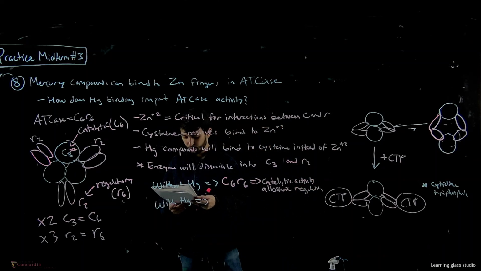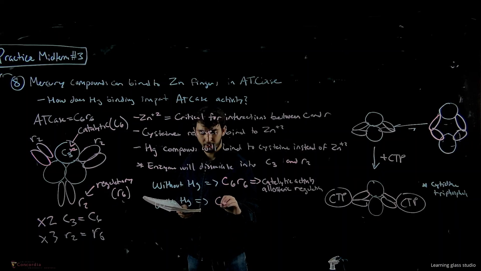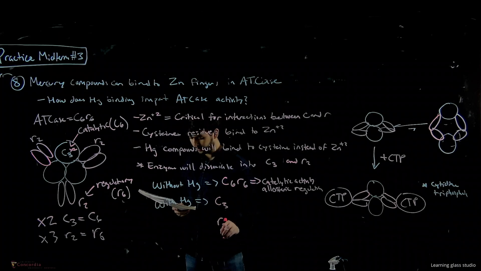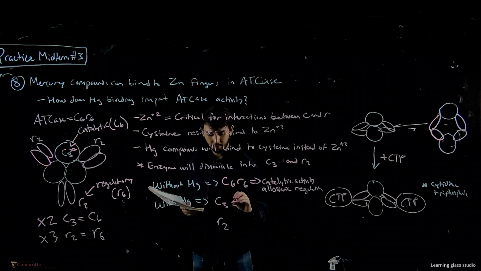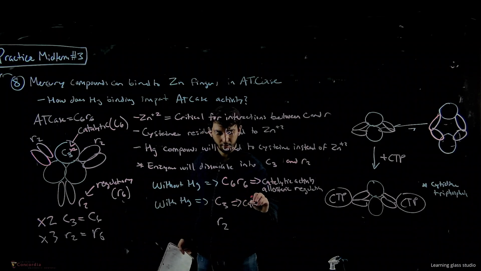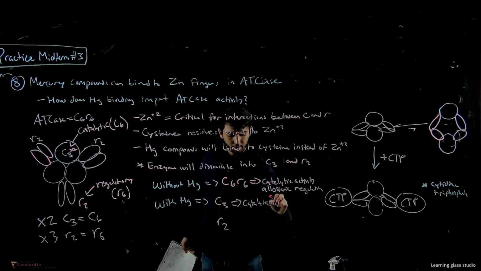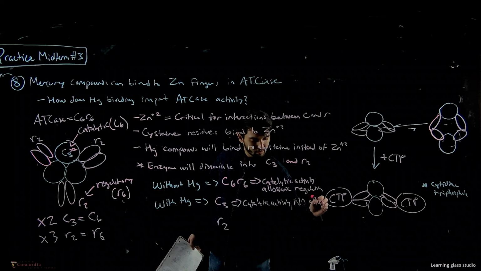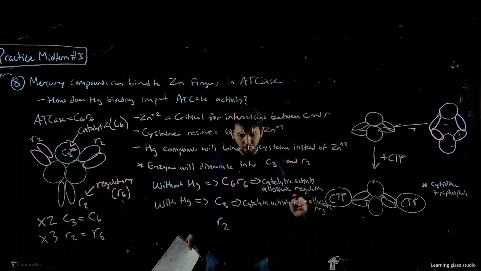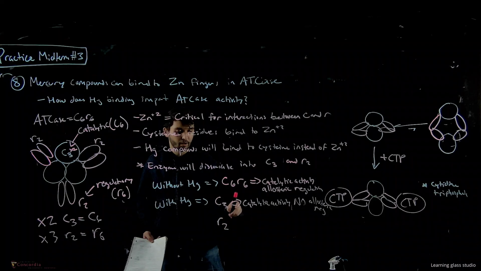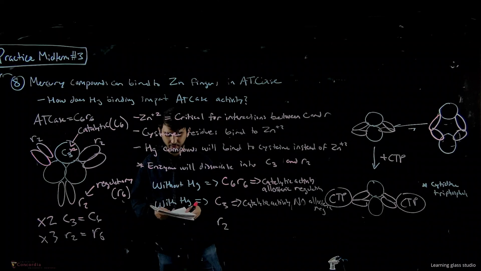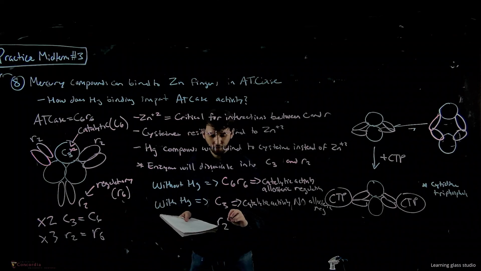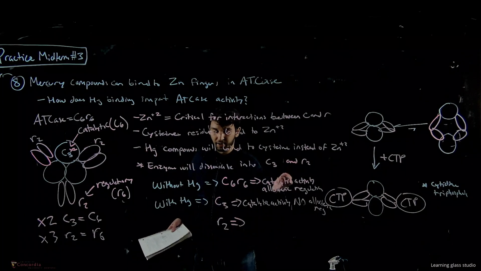With mercury, though, we split apart into C3 and R2 subunits. So C3 still has catalytic activity, but no allosteric regulation. Okay, no allosteric regulation, but it does still have catalytic activity. The R subunits by themselves have no catalytic activity. They don't normally catalyze the reaction.